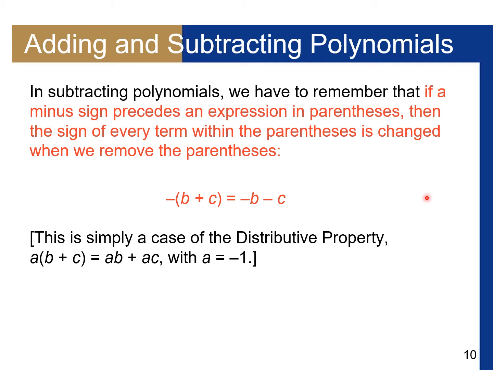Subtracting polynomials, you have to remember that a minus sign precedes an expression in parentheses. Then you have to distribute it to everything on the inside. So if it's out here, then the negative will come inside to both terms, and they will both become negative. However, if one of them is already negative, then it'll be the opposite of what it is, which then would be a positive.